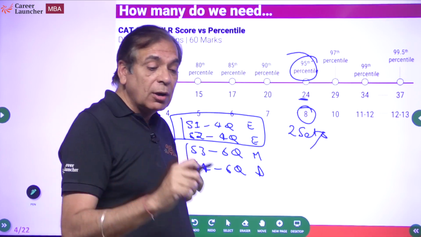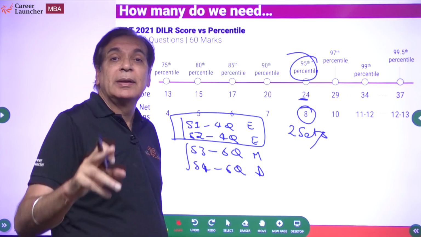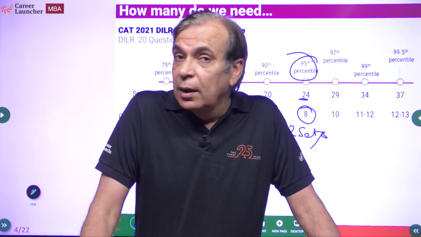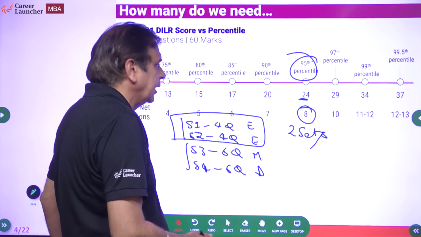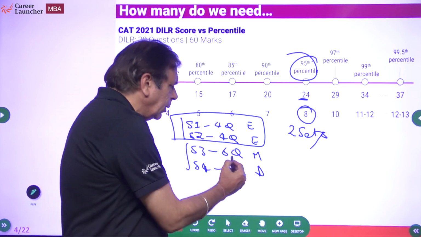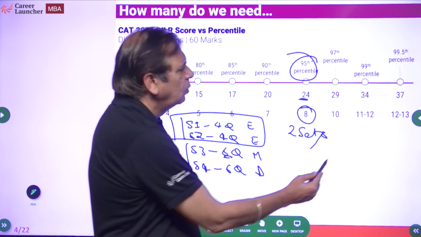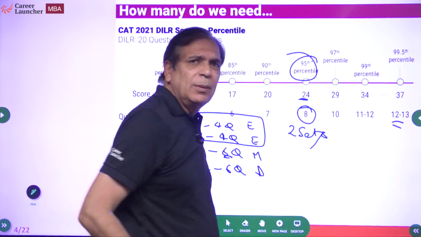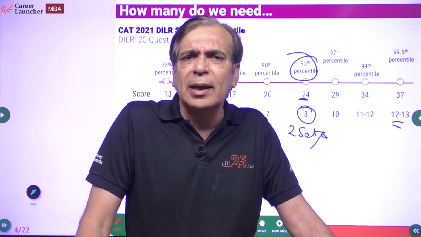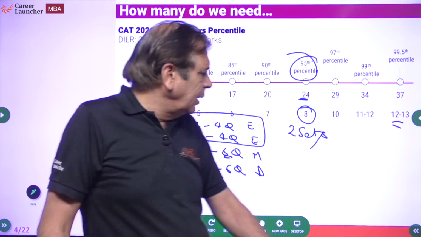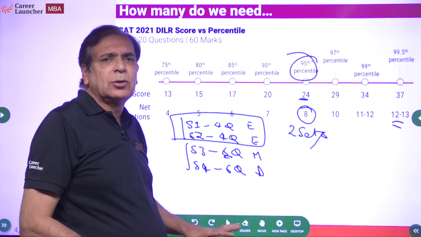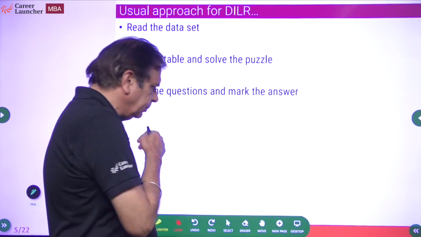DILR is about selection of sets, and that is something that I have always maintained. If you have looked at my other sessions, you will always find me talking about DILR in terms of choosing the right sets of data. And if you are able to do 8 plus 6, 14, that would have taken you beyond 99.5. It would have taken you to about 99.8, 99.9. And this is the critical part of DILR that you need to remember.